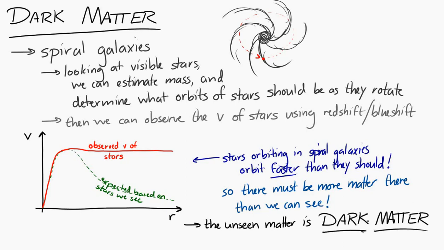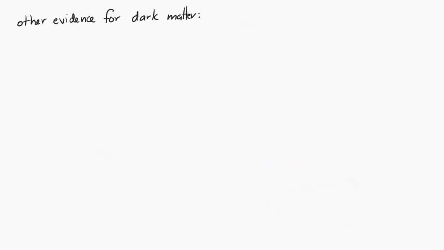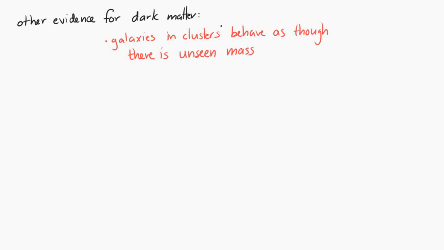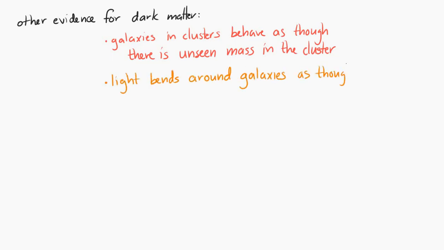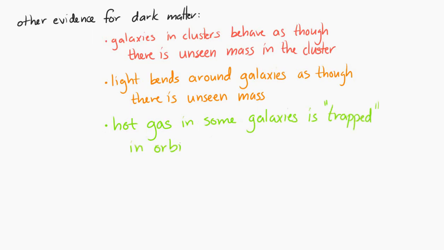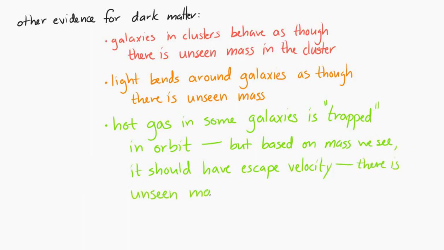Now if that seems a little bit shaky, like maybe there's something wrong with your observations, well, there's other evidence for dark matter out there. For one thing, galaxies in clusters behave as though there is some unseen mass in the cluster that is causing gravitational influences but not visible. Also, light bends around galaxies as though those galaxies have more mass than we can see. And then if we look at some galaxies, there's hot gas surrounding the galaxy, and it's trapped in the galaxy. It should be able to escape the galaxy, but there's some unseen matter there that's causing a gravitational force and preventing that hot gas from escaping the galaxy. So there's a lot of evidence for dark matter.